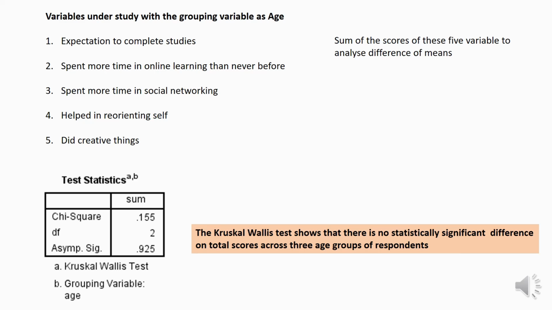If we have 2 groups, we can use a Mann-Whitney U test, and for more than 2 groups we can use a Kruskal-Wallis test. And here also you can see that the chi-square values are all really low, so there is no significant difference in total scores across the 3 age groups of respondents. So that's all from the starting slides.